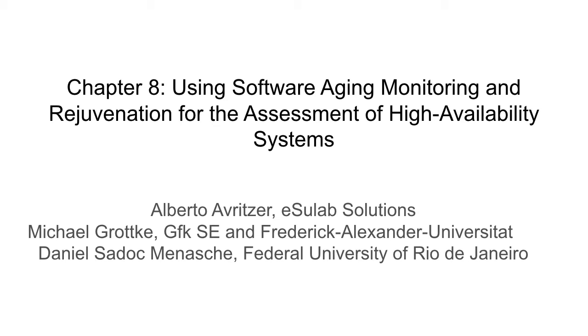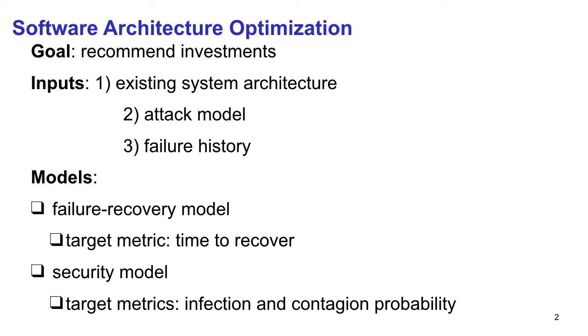We present the application of software aging monitoring and software rejuvenation for the assessment of high availability systems. In such systems, the metric of interest is the transient performability during system recovery, also referred to as the survivability metric. A survivability assessment requires the definition of a failure model.